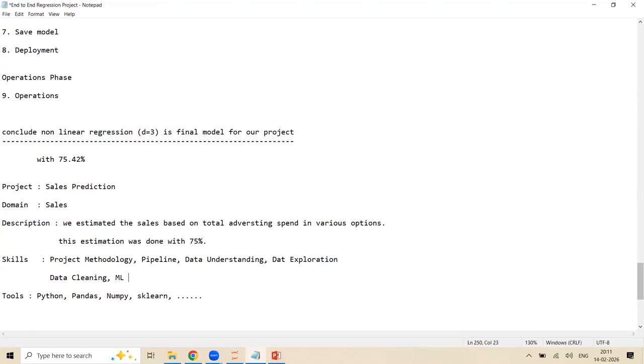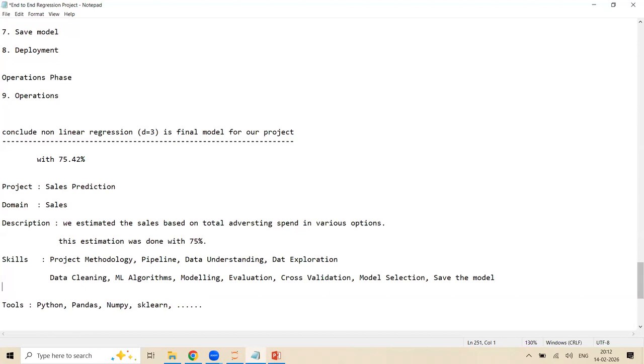So ML algorithms. Applied ML algorithms. What are the ML algorithms you have applied? That is nothing but modeling, evaluation, cross-validation, and model selection. So these are all the things which you have done. And finally, save the model. Which is the final model? You are going to save the model. I'm going to show you now how to save the model. Now, what algorithms have you applied?